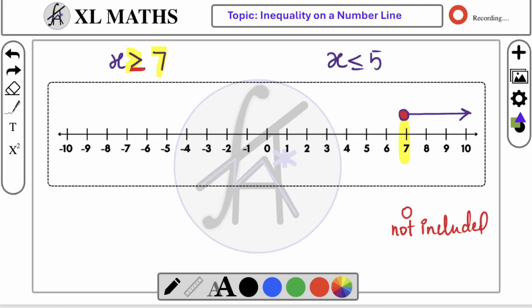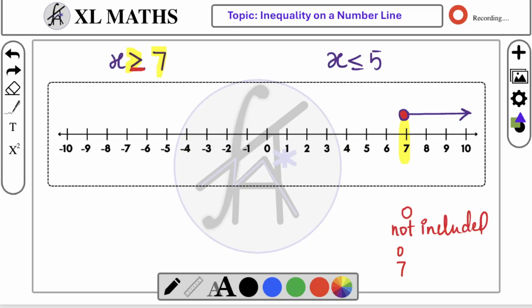If an empty circle is there on 7, that means 7 is not included, but 8, 9, 10 are included. If the circle on 7 is a filled circle, not hollow, not empty, it's a filled one, that means 7 is also included. And here we know that the answers are going to be 7, 8, 9, 10 and so on. Now let's talk about the other one.